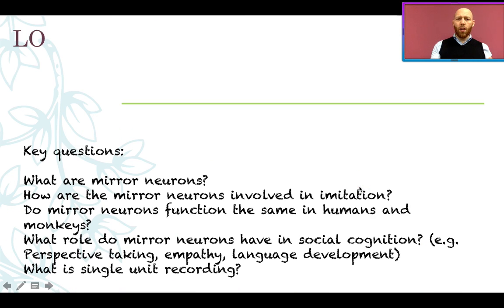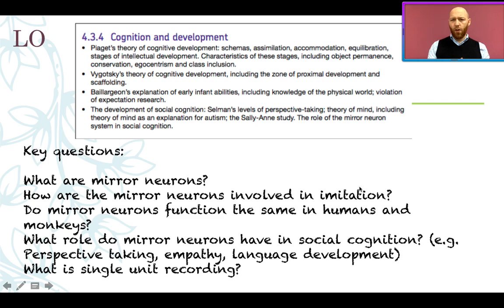So, let's have a look at what some key questions are when we're talking about mirror neurons. The first one is obviously, what is a mirror neuron? And this will be the first question I ask you next time. How are the mirror neurons involved in imitation and processes linked to social cognition? We'll look at that during this presentation.